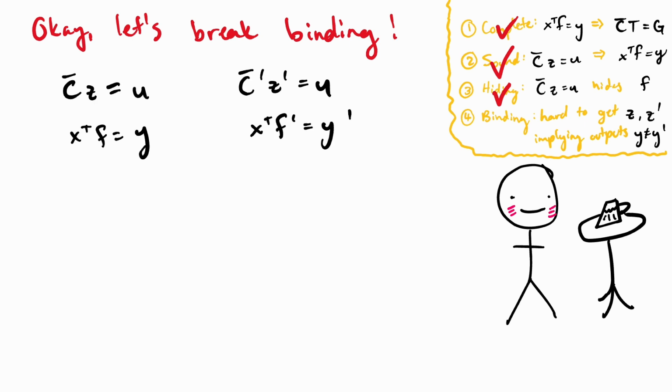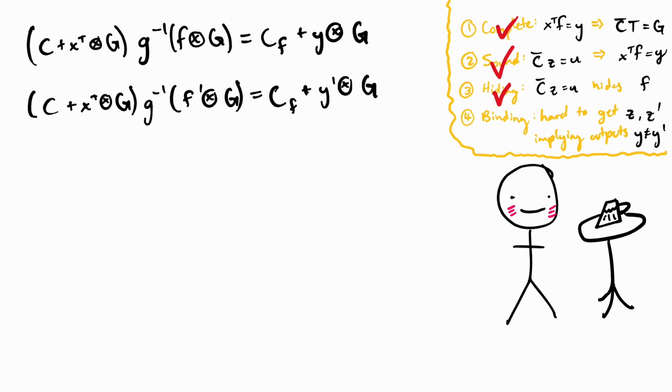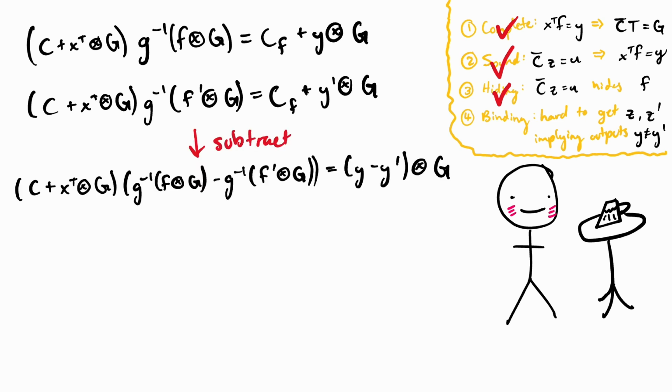Let's say I have two different solutions, z and z prime, and they have two different outputs, y and y prime. If I have soundness, I know there's trapdoors for each of the c bar and c bar primes. And why don't I unravel this a little further? I'll just do the multiplications out, and so now we have these two different equations. I can subtract them. And on the right-hand side, I know that y minus y prime must be plus or minus 1 because my outputs must be binary. So I know the right-hand side is plus or minus g.